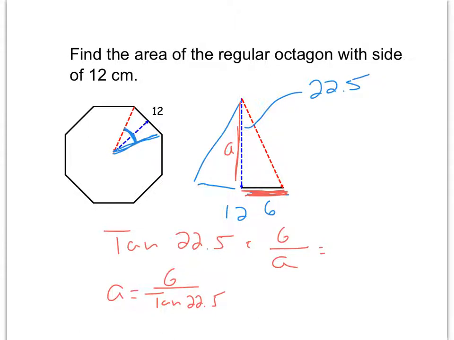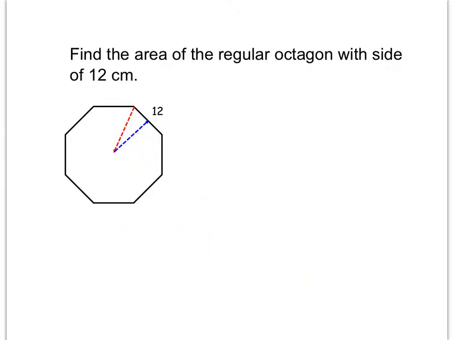Go ahead and whip out your calcs. Let's figure out what that is, and I'll whip out mine too. I'll be right back. Okay, so I found my altitude, and I hope you did too, my apothem, to be approximately 14.49, or even very close to 14.5.